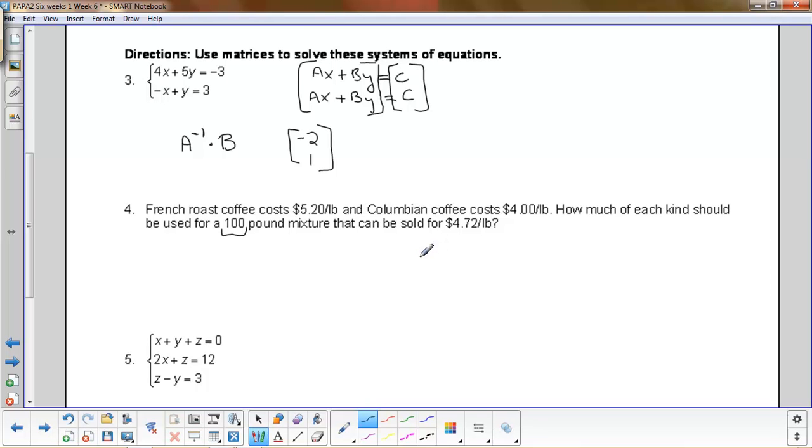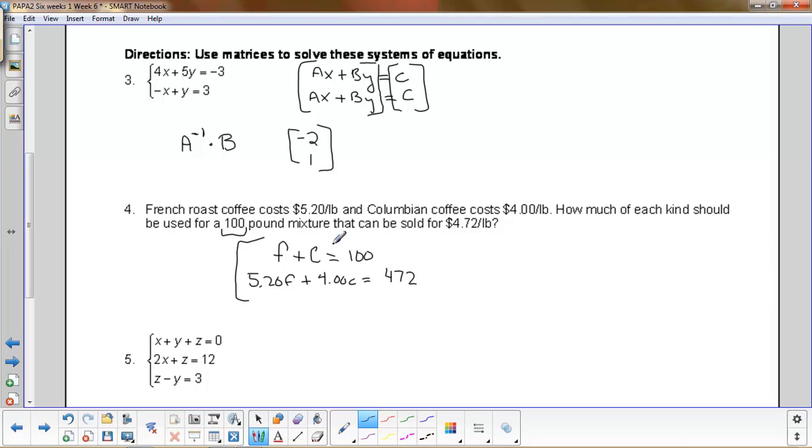Alright, so we want the French roast plus the Colombian coffee to equal 100 pounds. We want the cost of that 100 pounds of coffee. Remember, we're not doing 1 pound of coffee, we're doing 100 pounds of coffee to equal $472. That is equivalent to $4.72 a pound.